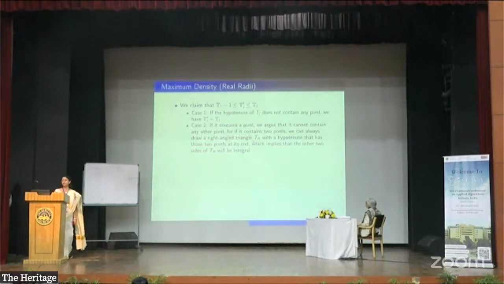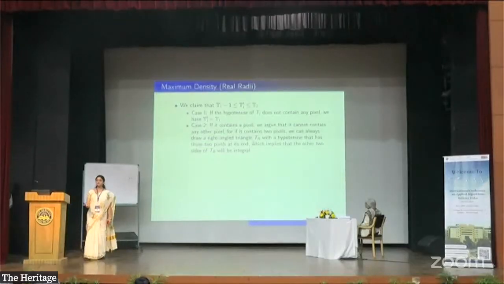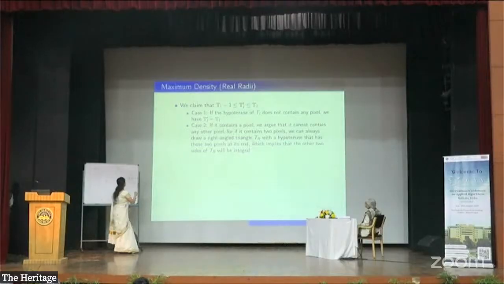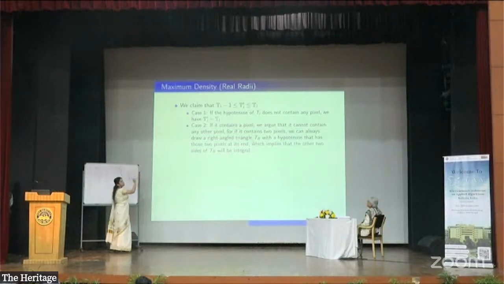Yeah. So we claim that mod TI dash is at least mod TI minus 1. So what is mod TI? Mod TI is the set of pixels present in TI, and mod TI dash means the set of pixels present in TI dash. So first case is that if this hypotenuse does not contain any points on it, then obviously TI dash is equal to TI. The right hand side inequality is proved.